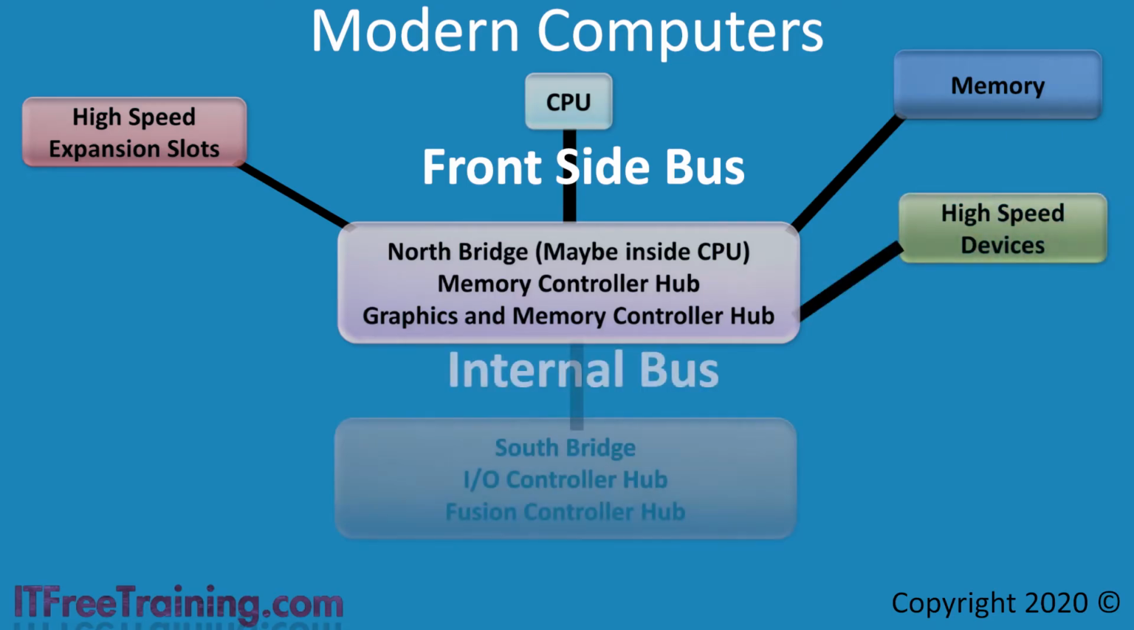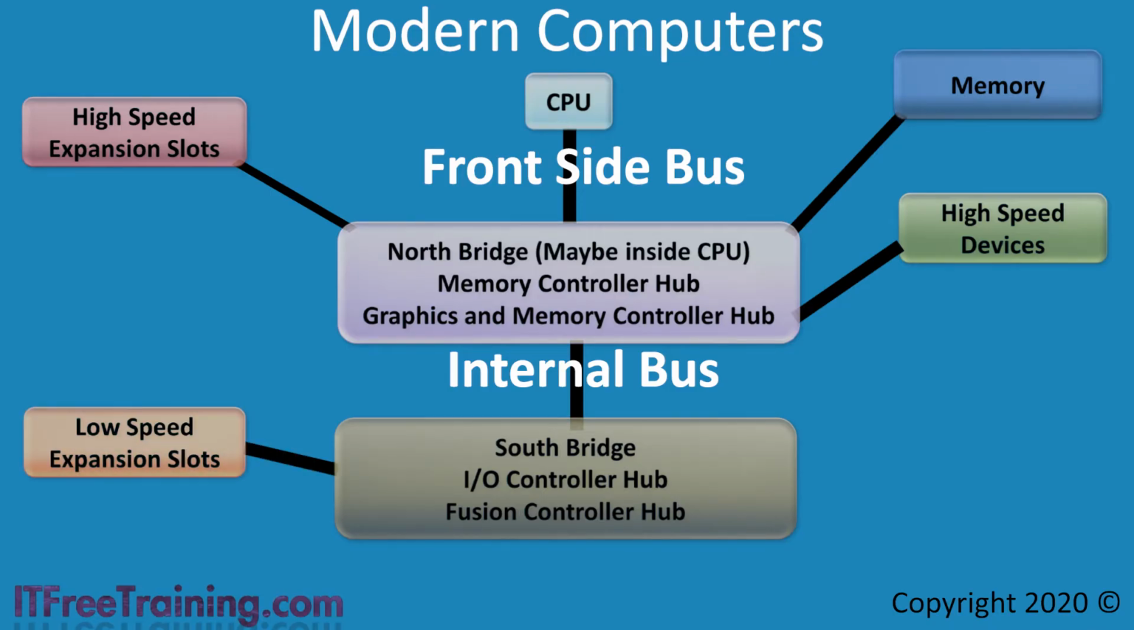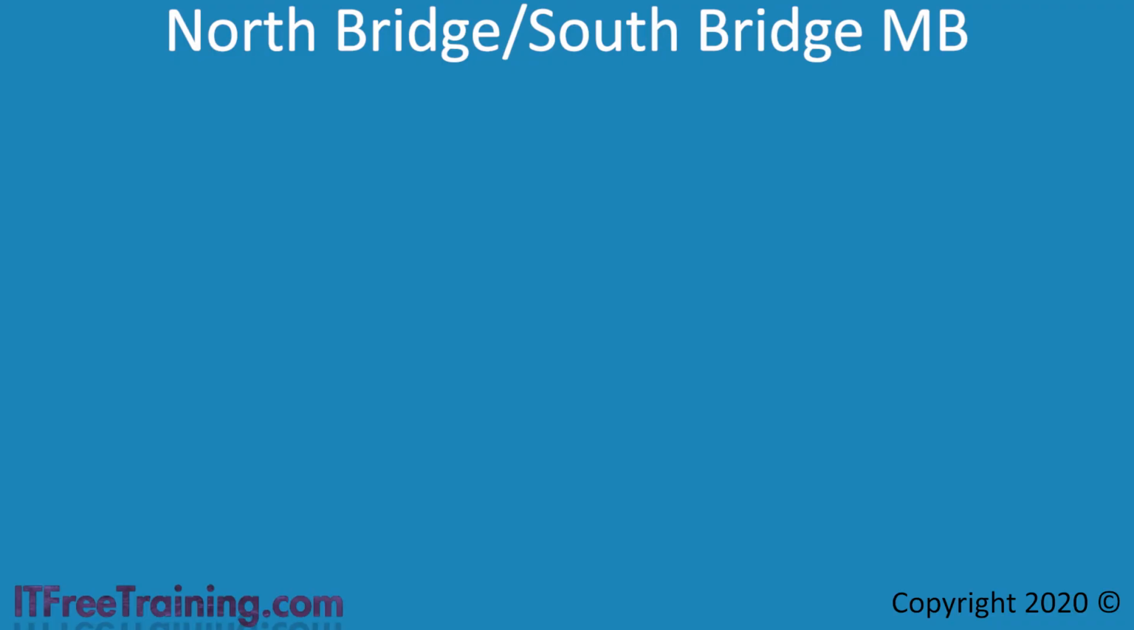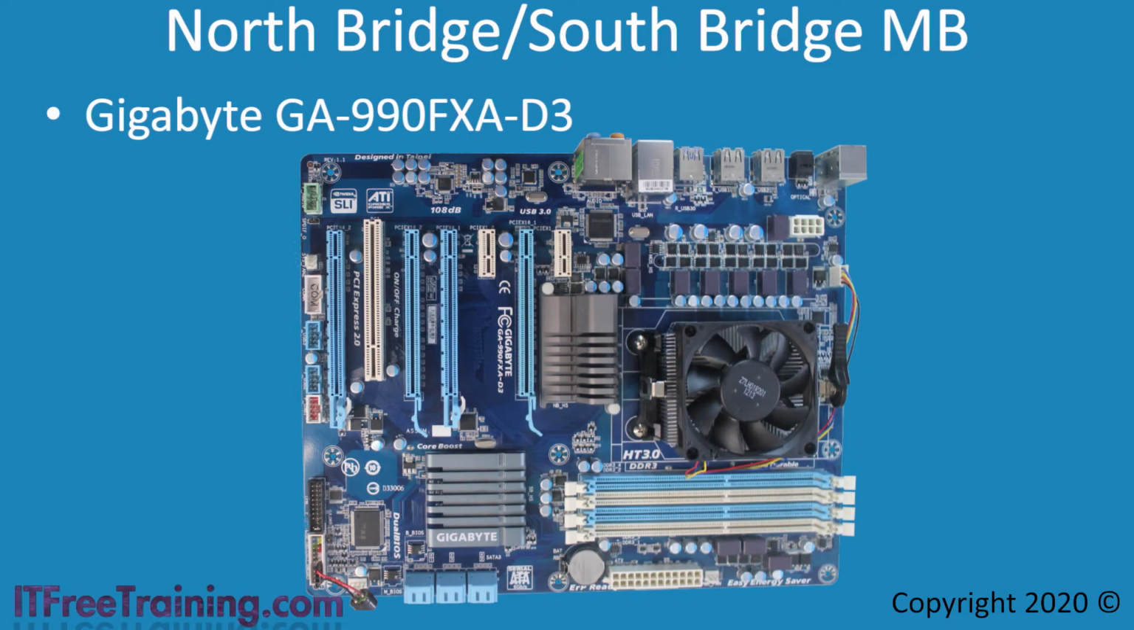The north bridge is connected to the south bridge via an internal bus. The south bridge is connected to the low-speed expansion slots and low-speed devices. Not all motherboards will have both a north bridge and a south bridge chip. However, all modern motherboards will follow this basic design. I will first look at a motherboard that has a north and south bridge chip. I will use a Gigabyte motherboard for this example.